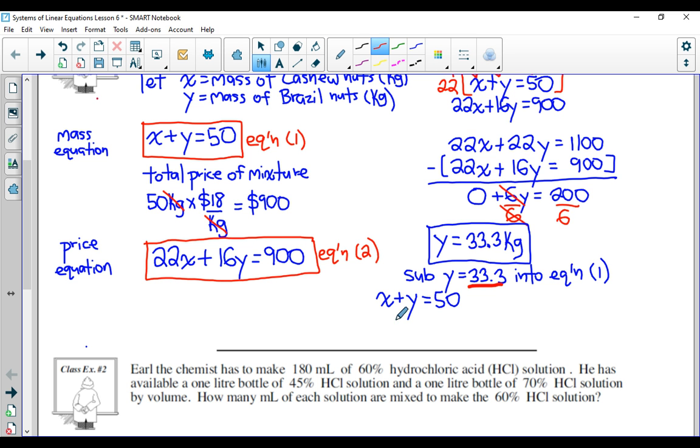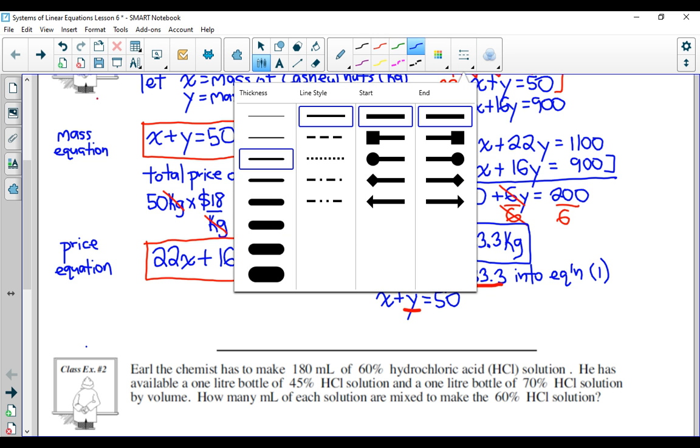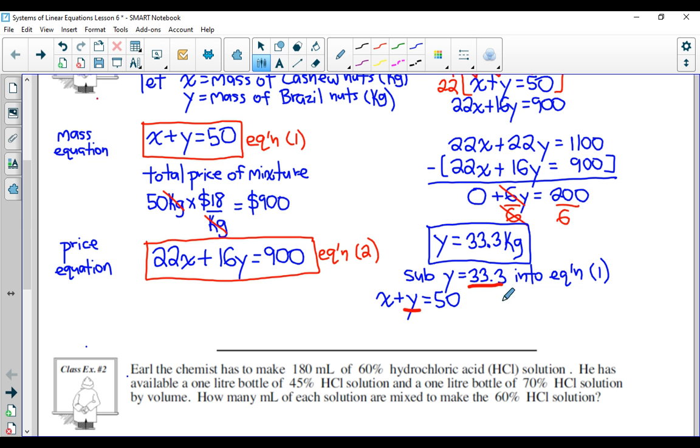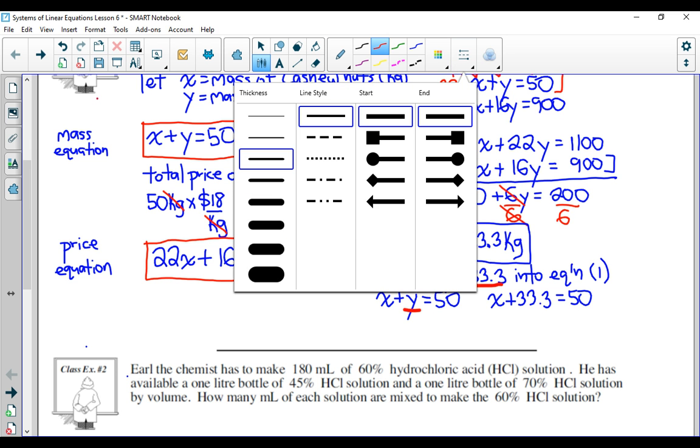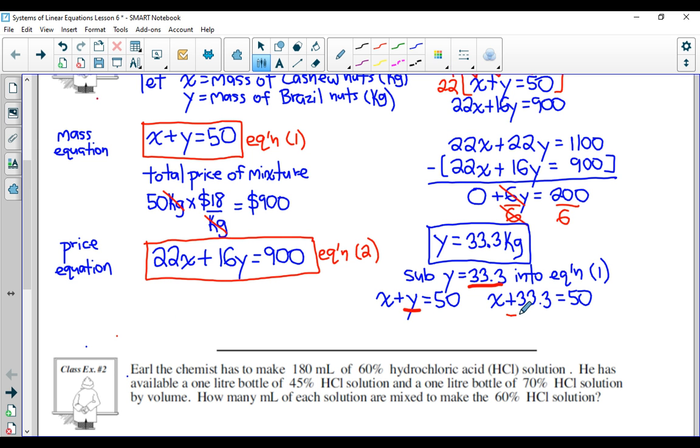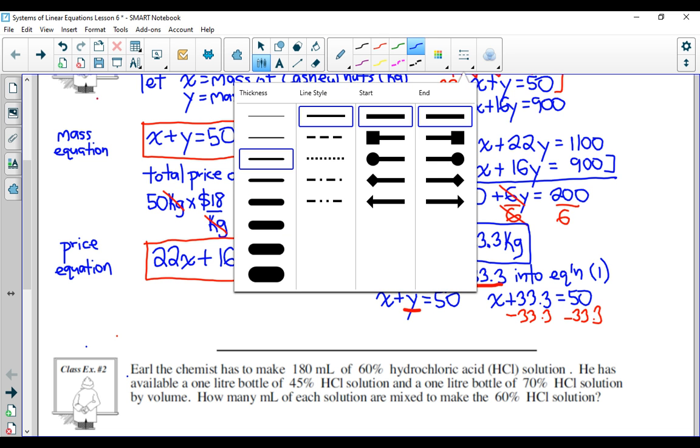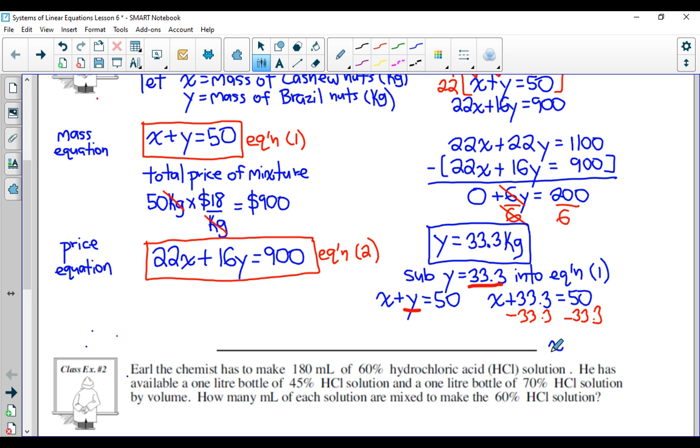Yeah, we're going to replace y with 33.3. Okay, so then that would be x plus 33.3. You're going to get the same number, is equal to 50. And then to get x by itself, we're going to subtract 33.3, subtract 33.3, and then I would get x is equal to 16.7 kilograms. And we'll box that answer.